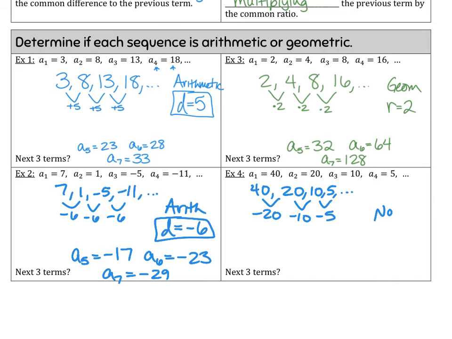You already said it out loud. How do I get from 40 to 20? Divide by 2. Divide by 2, which means multiply by a half. Divide by 2 again, from 20 you'd get 10. Divide by 2 again, from 10 you'd get 5. So if that happens, and that's good, what kind of sequence is this?